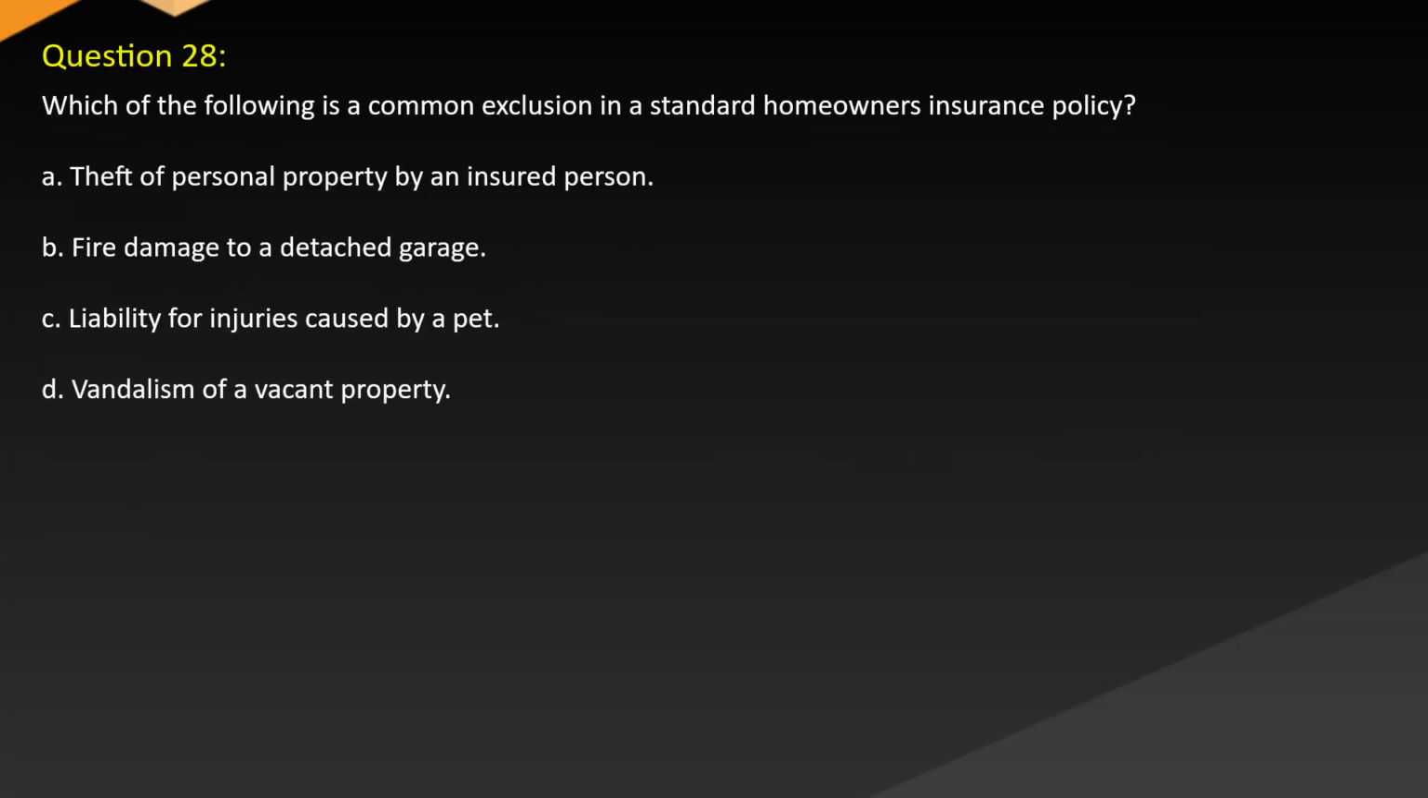Question 28. Which of the following is a common exclusion in a standard homeowner's insurance policy? A. Theft of personal property by an insured person. B. Fire damage to a detached garage. C. Liability for injuries caused by a pet. D. Vandalism of a vacant property.